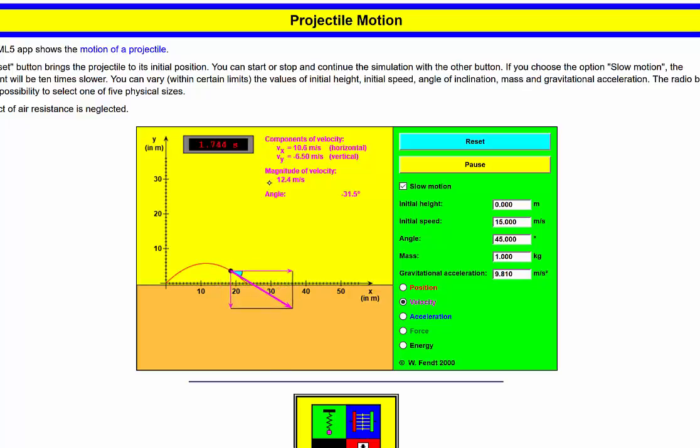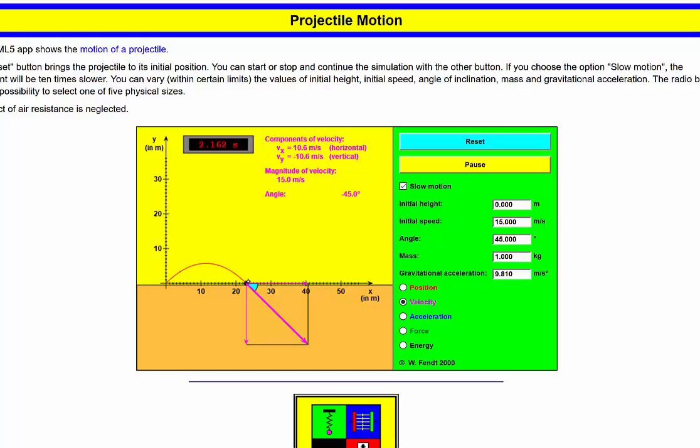Also notice that the magnitude of the overall velocity is changing, and when we get to the very end, right when it hits the ground, its magnitude is exactly the same as the magnitude at the beginning. So the size of the total final velocity right before it hits the ground is going to be the same as the size of the total velocity right as it is launched. This, of course, is assuming a perfect situation where there is no air resistance.